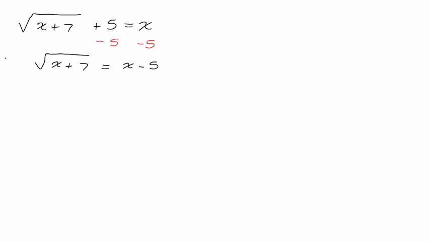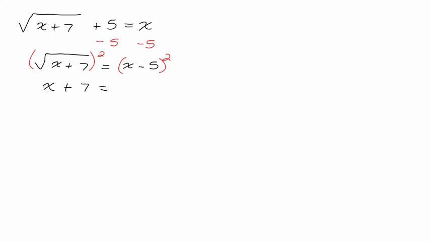Now we want to square both sides. Why are we squaring both sides? Well, we're squaring both sides so that we can get rid of this square root. The square root of x plus 7 squared just leaves us x plus 7. And that's good, we get rid of that square root. Now, this is where students run into trouble here on this right-hand side.